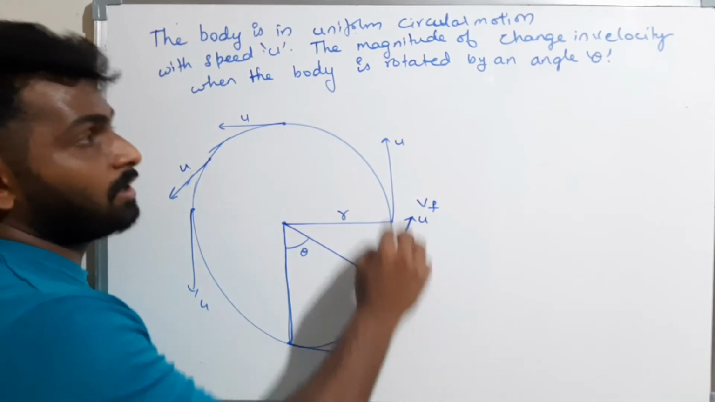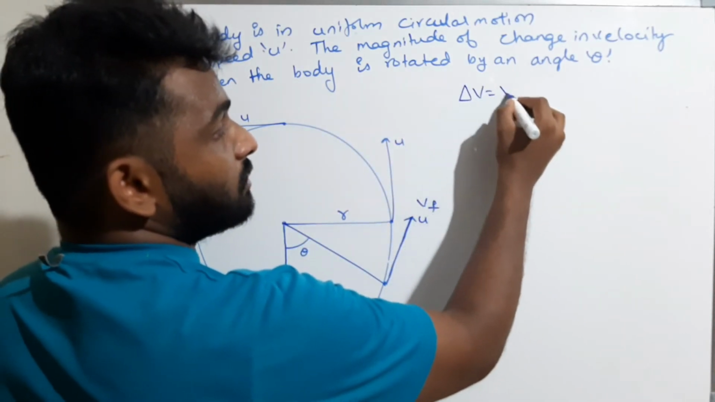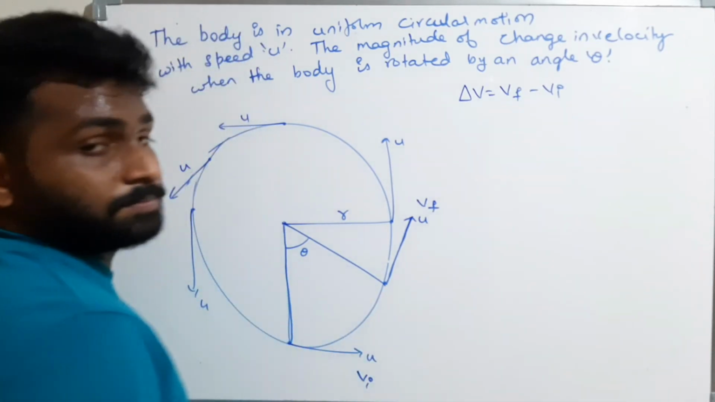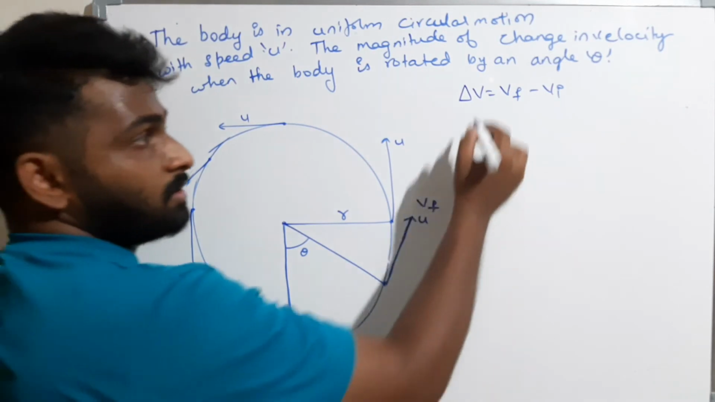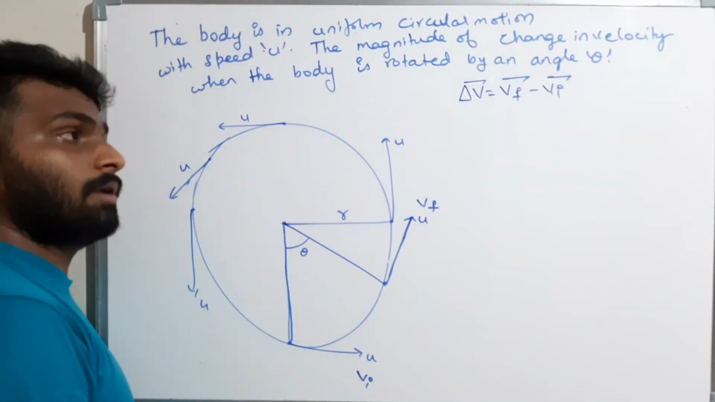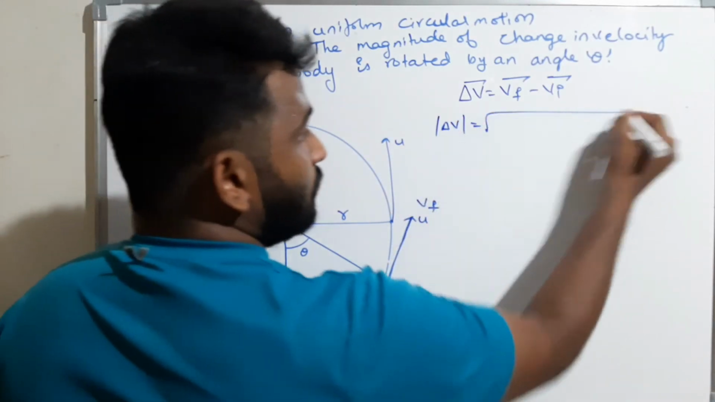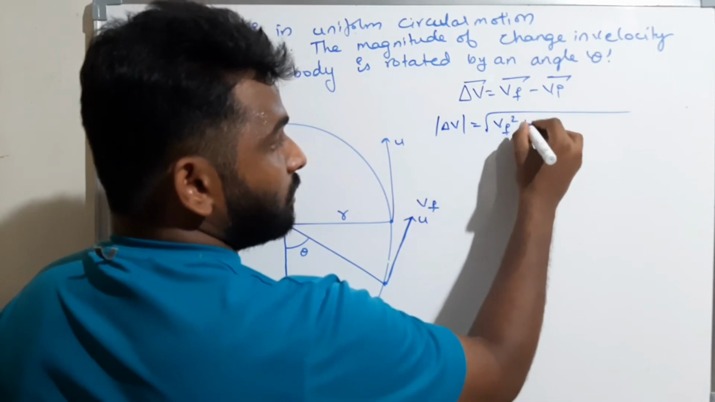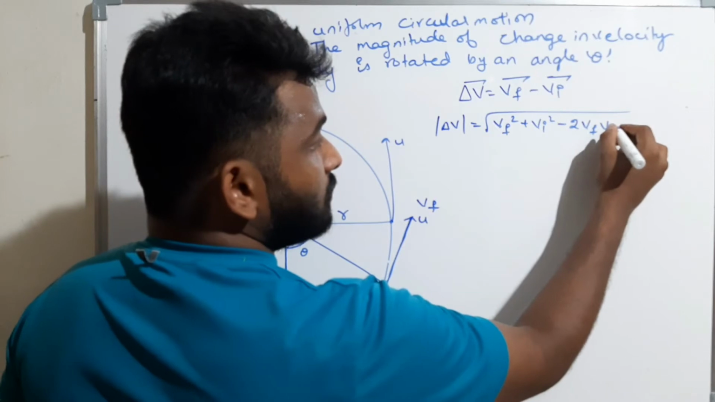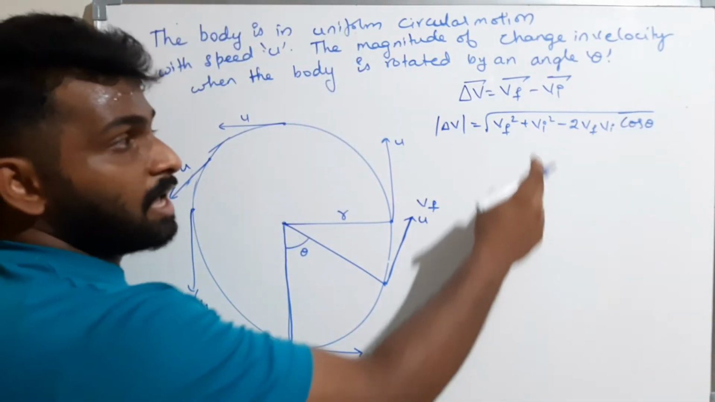Now they want to find the magnitude of the change in the velocity. What is the change in the velocity? Delta v is nothing but v final minus v initial, final velocity minus initial velocity. This is a vector quantity. Now what is the magnitude? Delta v is nothing but root of V final square plus V initial square minus 2 V final V initial cos theta, where theta is the angle between these two vectors.